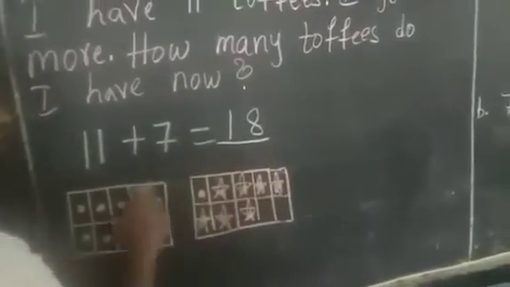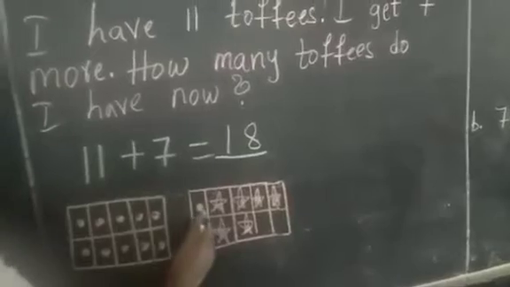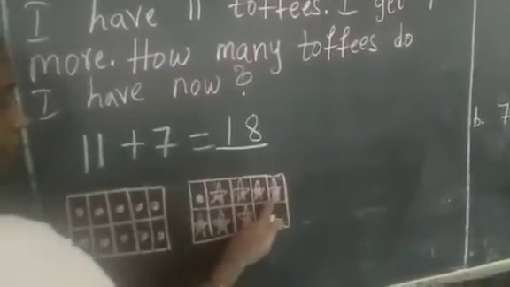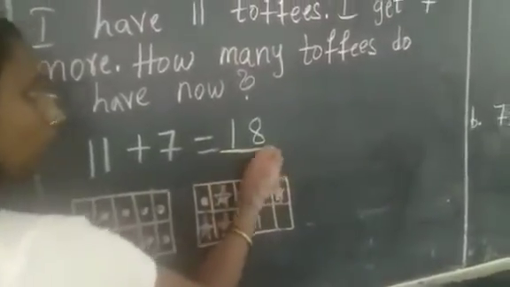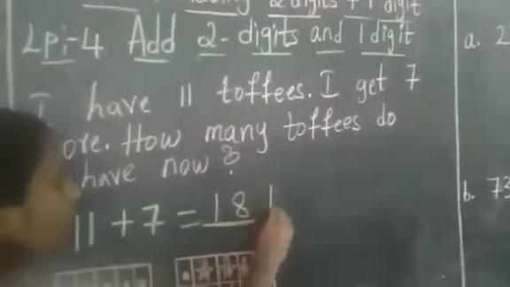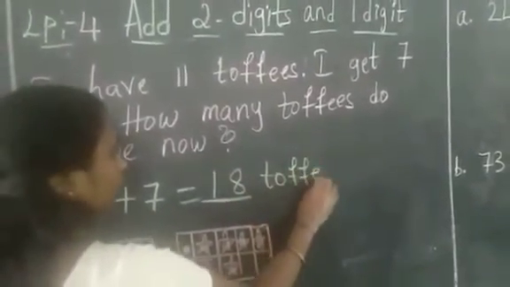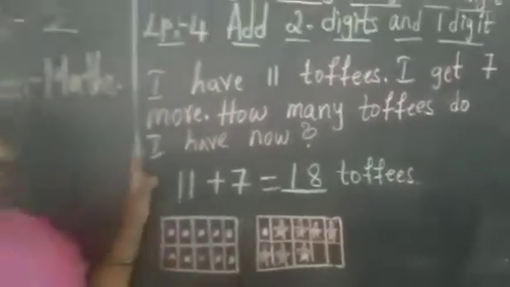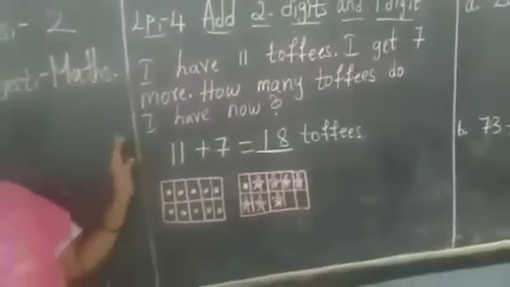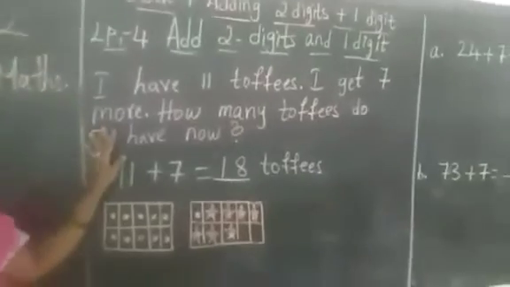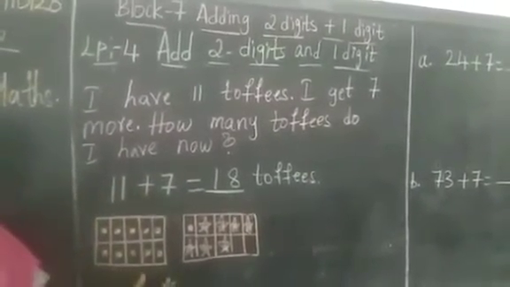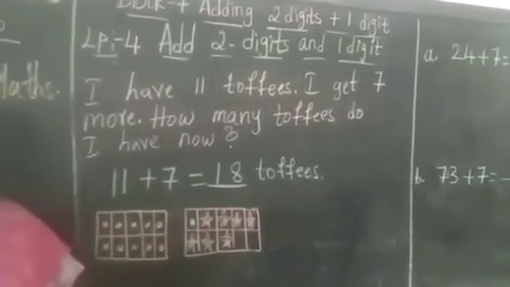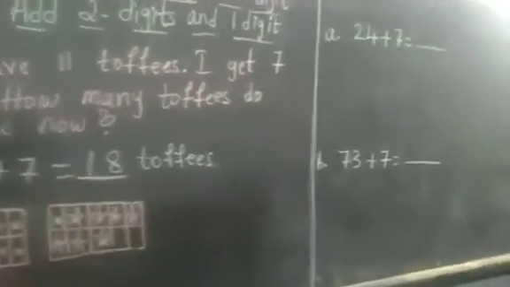So how many are there in total? 10, 11, 12, 13, 14, 15, 16, 17, 18. So we have written here 18. The answer is 18. How many toffees do I have now? 18 toffees. Okay children, this is a story problem. With the help of the story problem, we have to do this addition with the help of 10 frames.